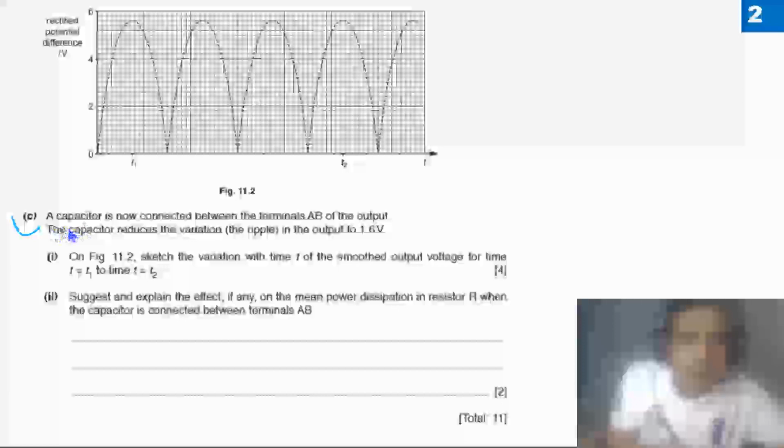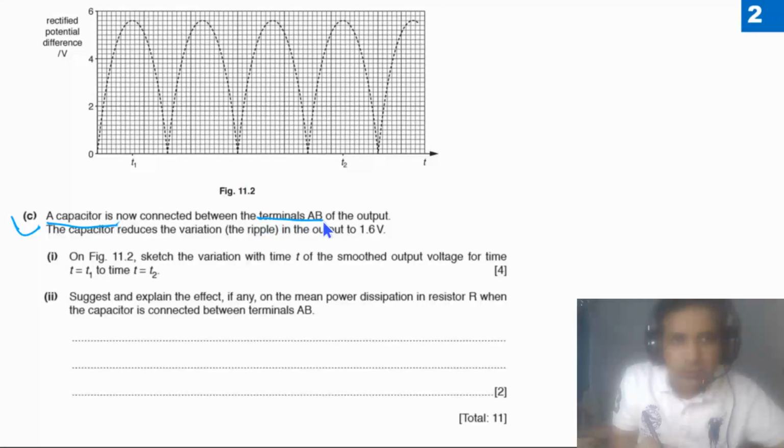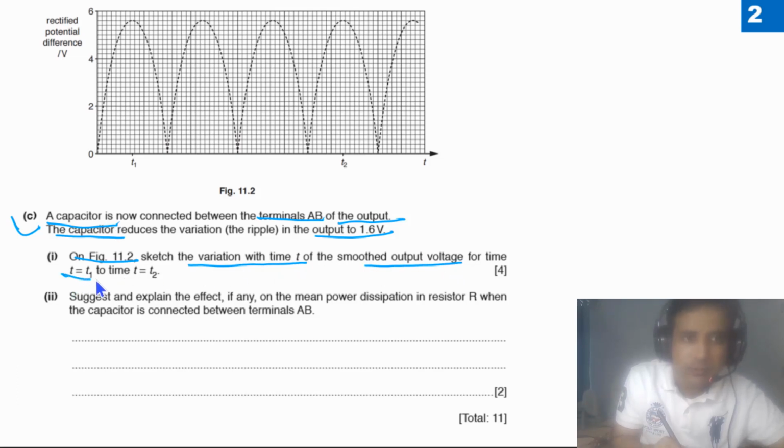Part C says a capacitor is now connected between the terminals AB of the output. The capacitor reduces the variation in the output to 1.6 volts. For part C1 on figure 11.2, we need to sketch the variation with time t of the smoothed output voltage for time t is equal to t1 to time t is equal to t2.